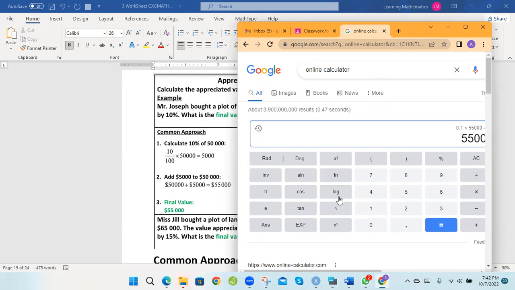So you go to the 55,000 and you subtract 5,500 from it. Look at what you're going to get, 49,500. You're not going to get back the 50,000. Because that 10% was taken off 50,000 to get 5,000. But you take 10% of 55,000, you're going to get 5,500 because 55,000 is more than 50,000. And when you subtract, you're going to get a lesser value. So this common approach is not effective when you're finding the original value.